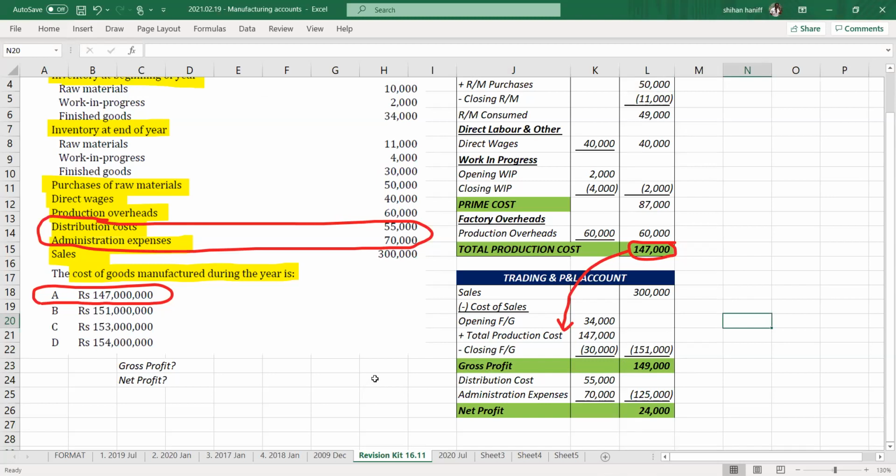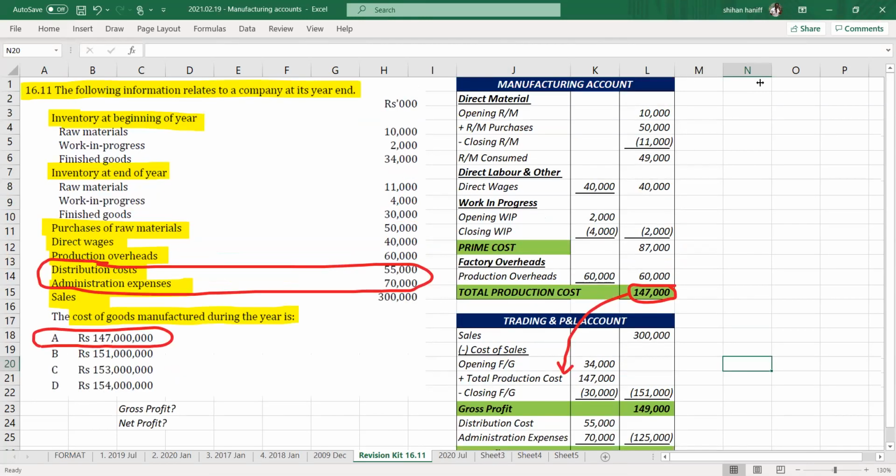Right. So we'll move on to another question. It's also another MCQ question.